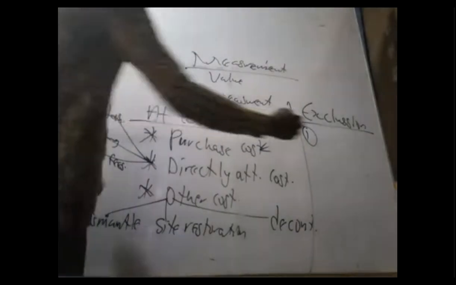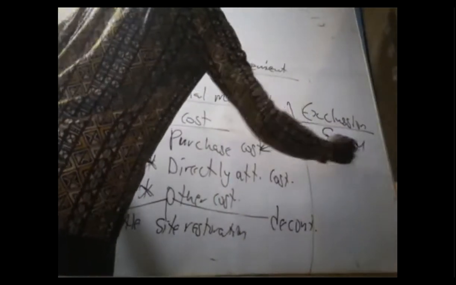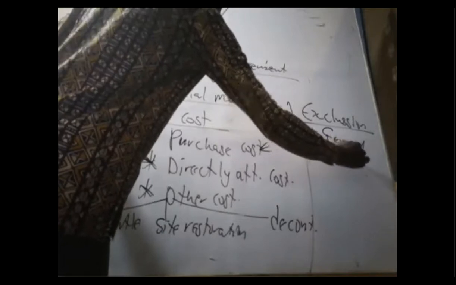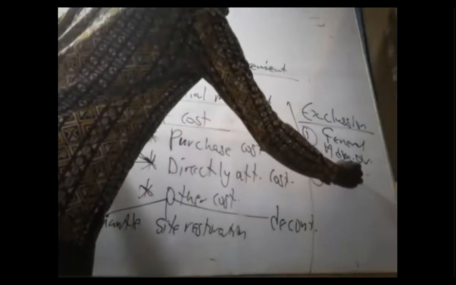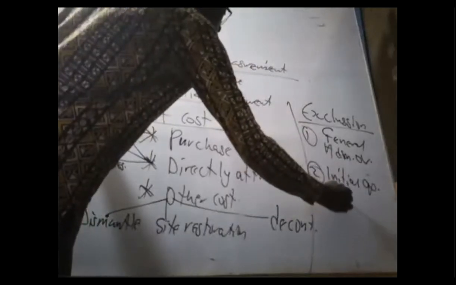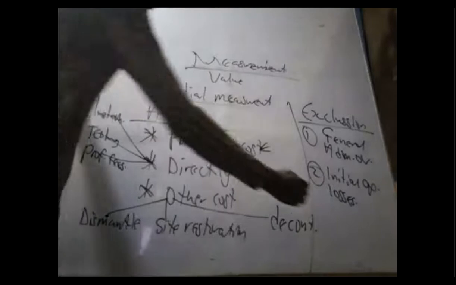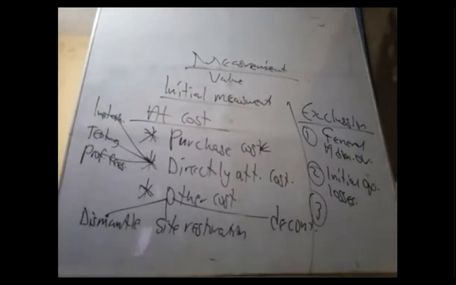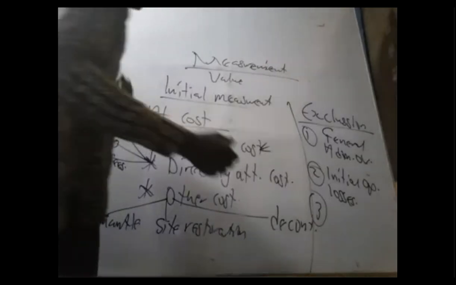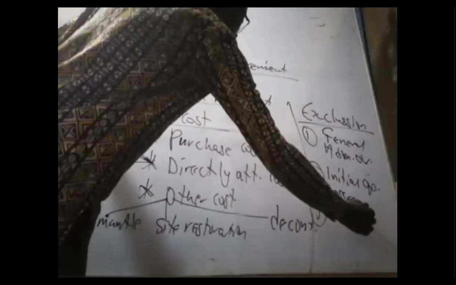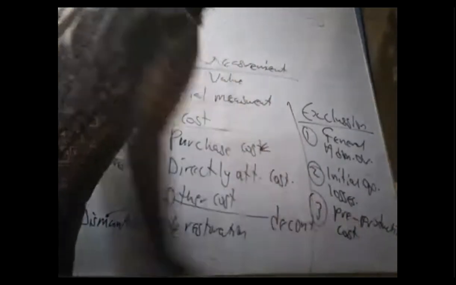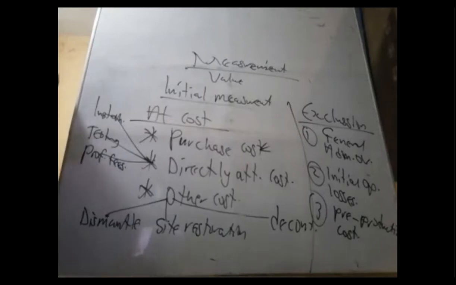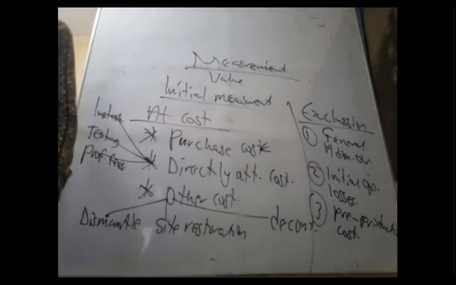Number two, initial operating losses should not be part. Initial operating what? Losses should not be part. Number three, pre-production cost. Pre-production cost should not be part. Then final one, number four, staff training cost.